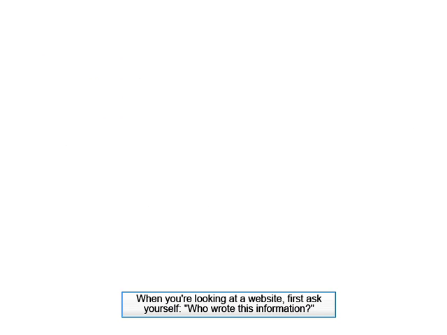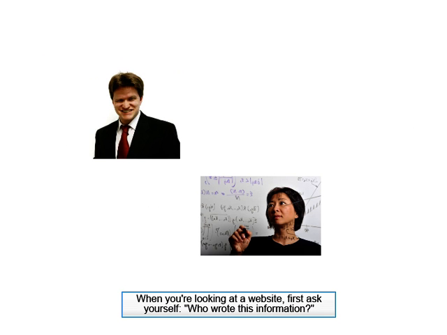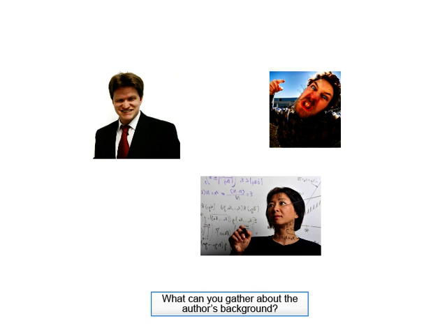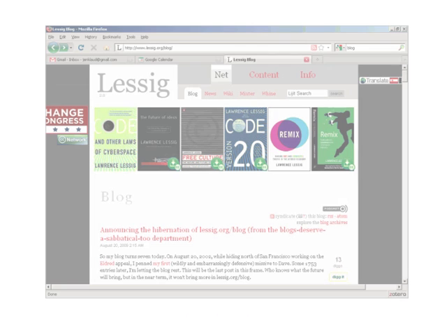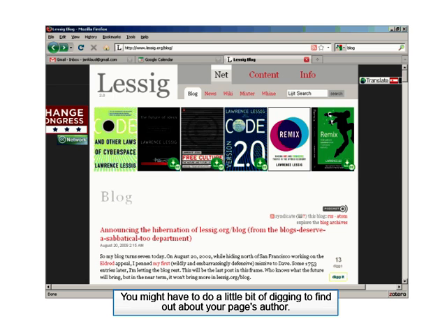When you're looking at a website, first ask yourself, who wrote this information? What can you gather about the author's background? Is the author an expert on this topic? Is he or she very opinionated on this topic? How does that inform what the author has written? You might have to do a little bit of digging to find out about your page's author.